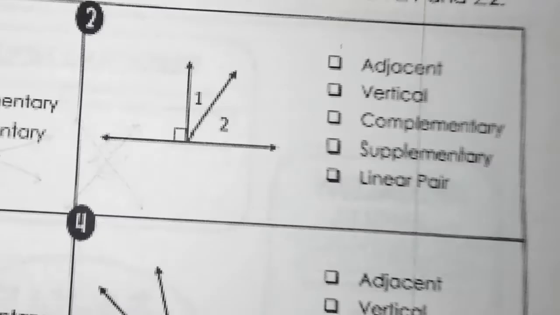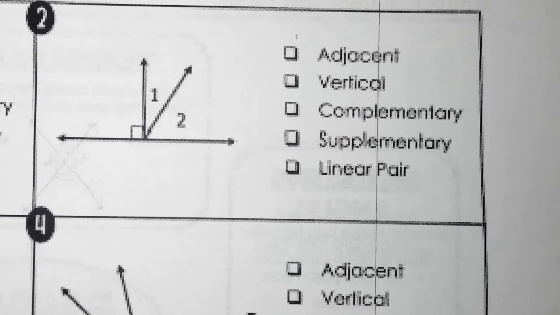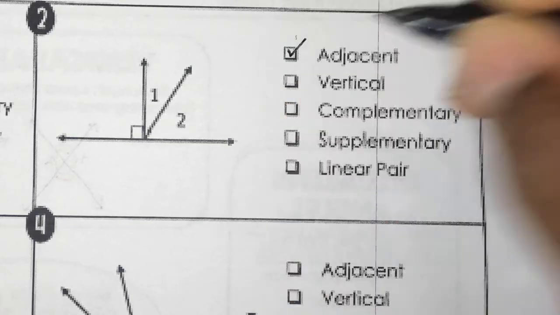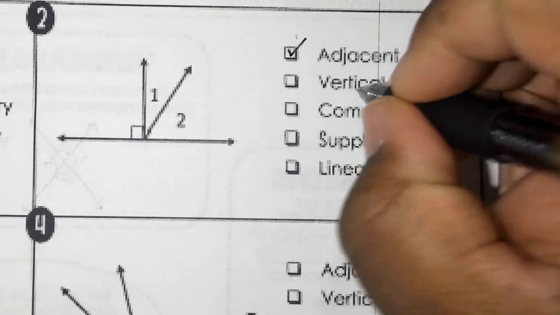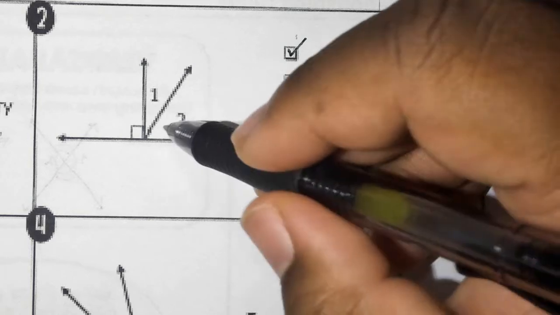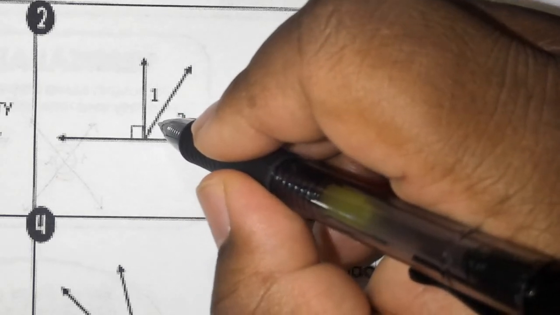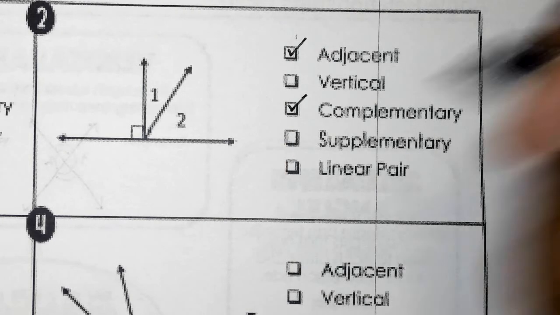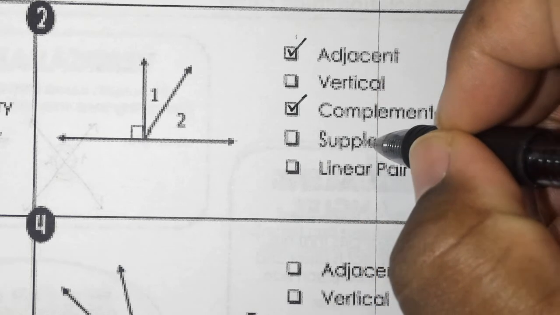Alright, so number 2, we're looking at the relationship between 1 and 2 and checking all that apply. Anybody for this one? Alright, so going down the list on this one. They do qualify for adjacent because they sit side by side. They're not vertical, it can't be adjacent and vertical. They do qualify for complementary because if you look, right angle over here, that means on this other side, between these two angles, it should be 90 degrees as well. They are complementary. If they're complementary, then they can't be supplementary, so you can skip that.